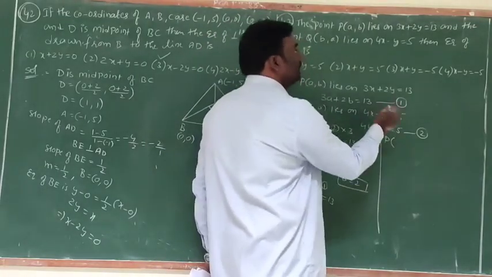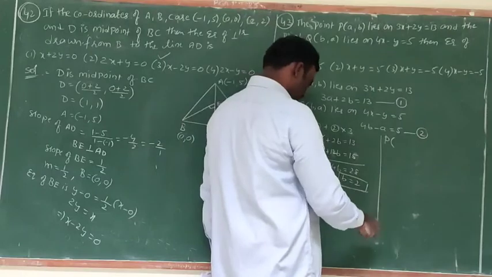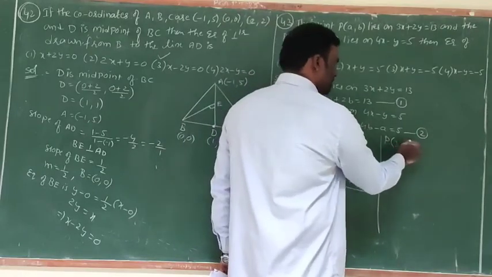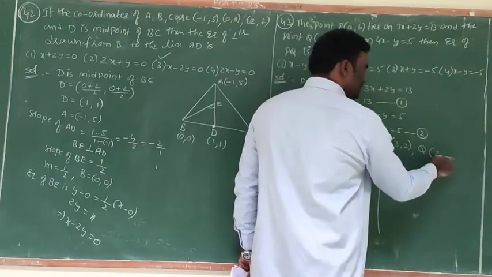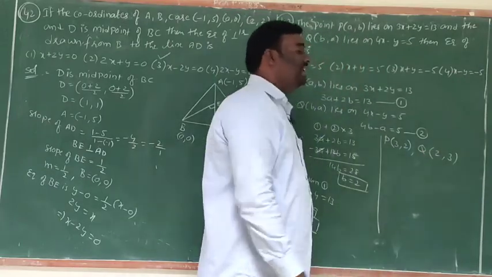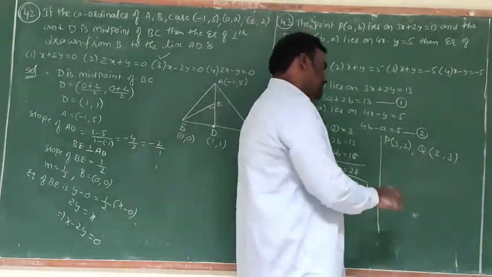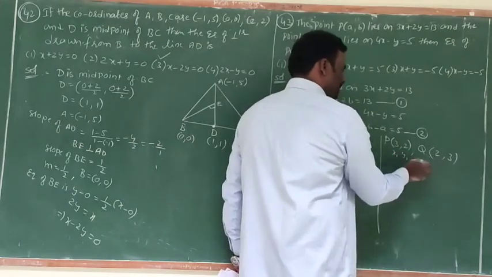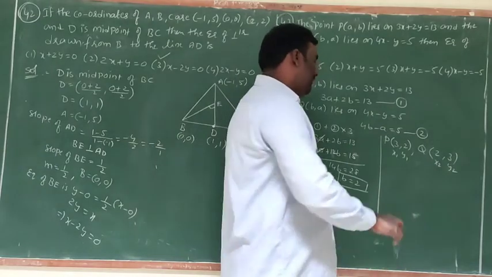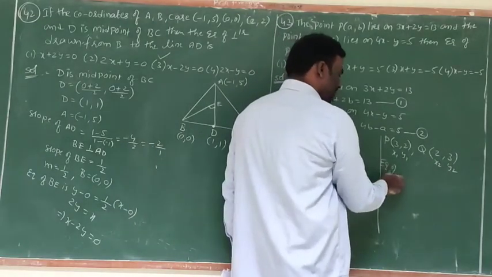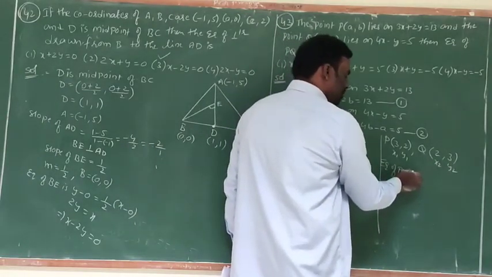But what is P point? First point (a, b), that is 3 comma 2. What is the second point Q? (b, a), that is 2 comma 3. Finally we know 2 points. The first point is (x1, y1), the second point is (x2, y2). Now I am finding the equation of PQ. I am applying the two-point formula.